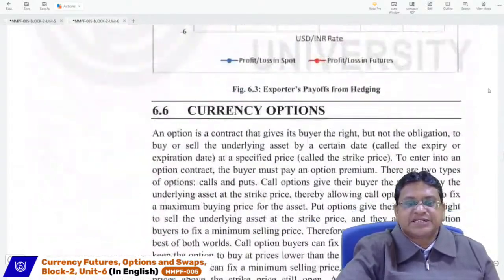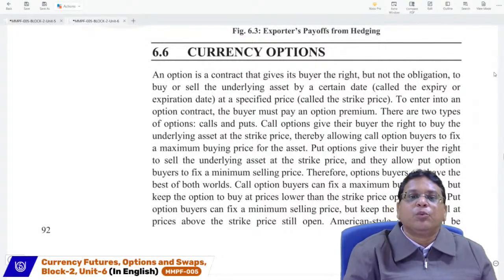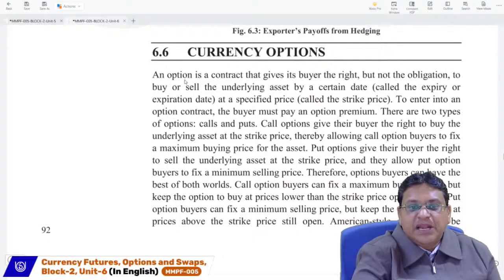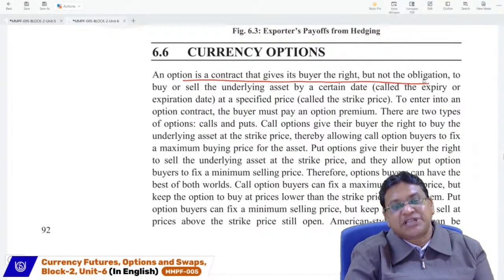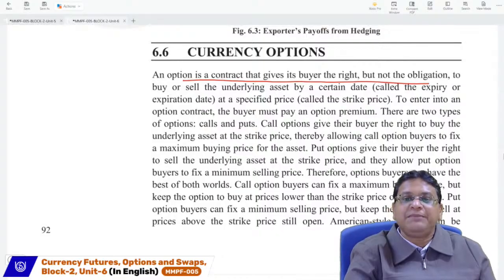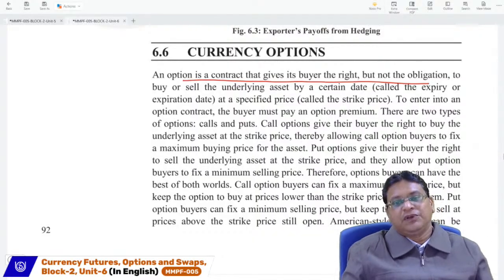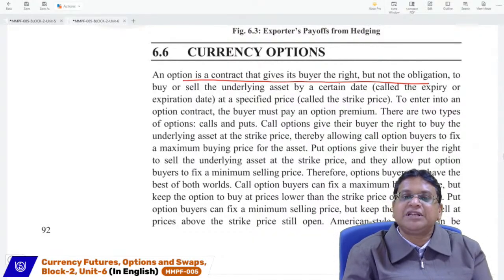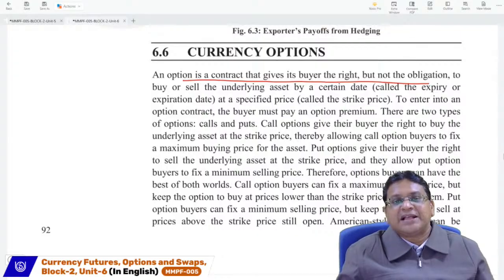Next we will go to currency option. What is an option? An option means a choice. Choice means right, not an obligation. So in this case, you will make a contract not to fix the buying price but the selling price. Here you will buy or sell, it's a choice. Choice to buy means if you want to buy, you will buy. If you do not want to, there is no compulsion. What is choice to sell? Choice to sell means if you want to sell, you will sell. If you do not sell, there is no problem. That is known as option.